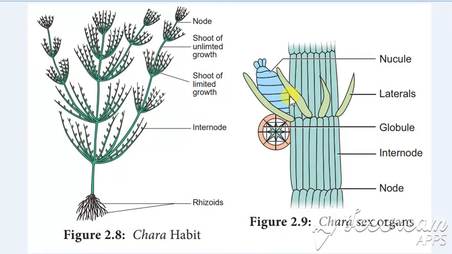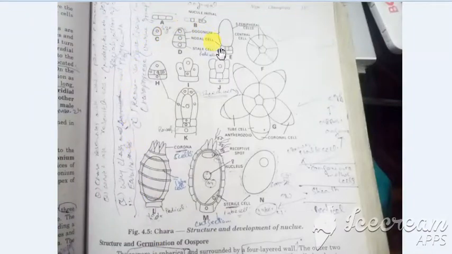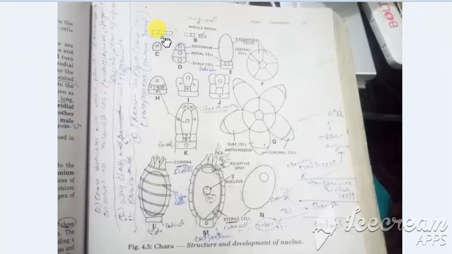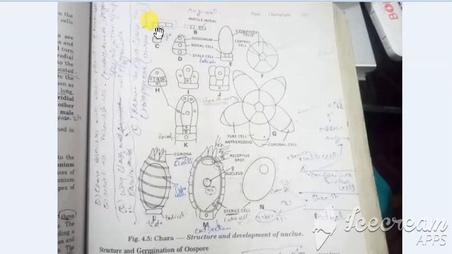Now we will discuss the development of female part, how the female part develops. This is the complete development of the female reproductive organ, that we call nucule. The development of nucule also starts from the nodal initial that was developed near globule. Here you can see, in fact here is one cell, then it divides by successive division, first division, then second division, and changes into three cells.